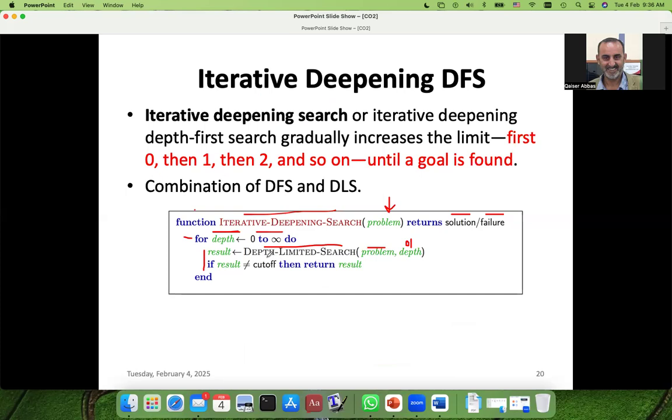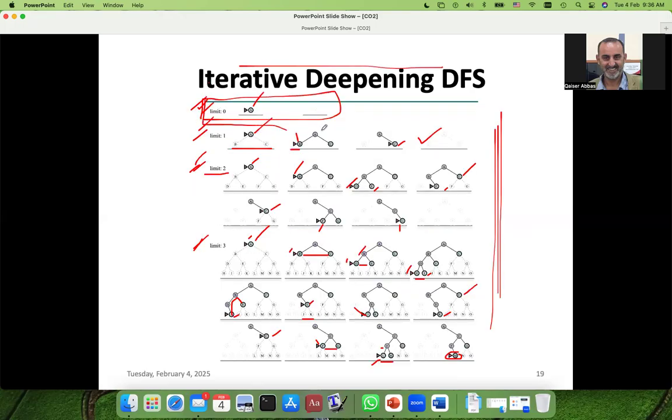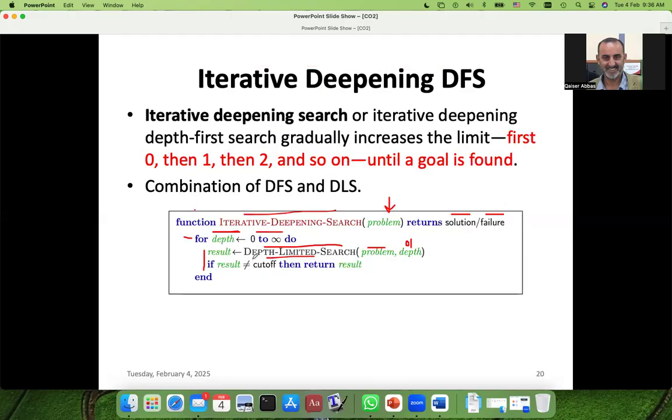And now, when it is finished, it will return something. So initially, when the limit is 0, cutoff occurred. Then it will return something here in the result variable. And here we are checking result not equal to cutoff. But actually result equals cutoff in the first step. So the condition is false, this will not execute, and you will come back here to this for loop.